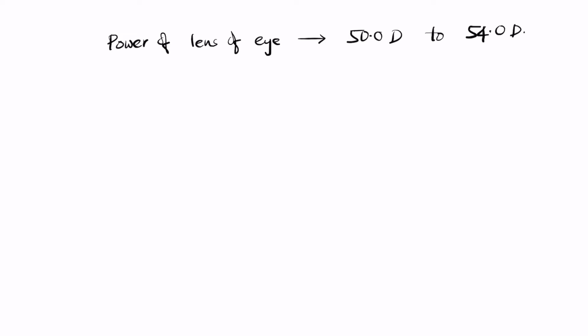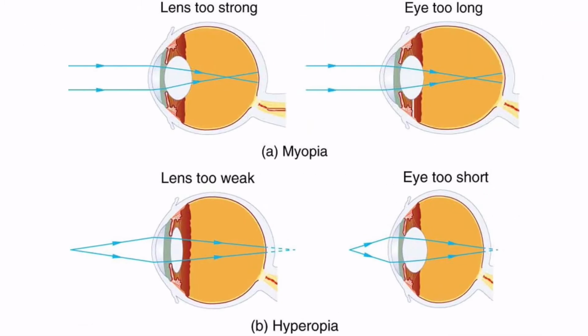So if this is the range, then why do you need to wear glasses? For some people, if this is the range, why do you need glasses? This is the point that comes through when we talk about the defects in the eye, or the corrections that are needed.